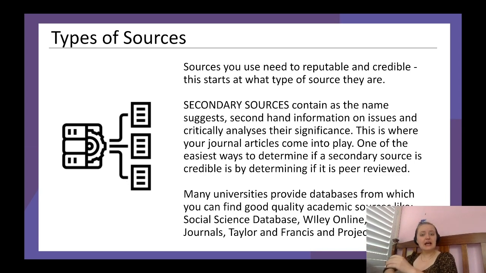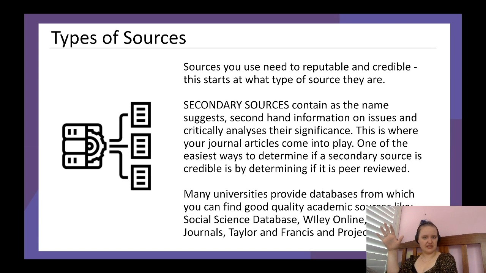Secondary sources contain, as the name suggests, second-hand information on issues, but they also critically analyze the significance. So this is where your journal articles come into play. And one of the easiest ways of determining if a secondary source is credible is by determining if it is peer reviewed, if another academic has gone through and looked at the credibility of it, essentially.